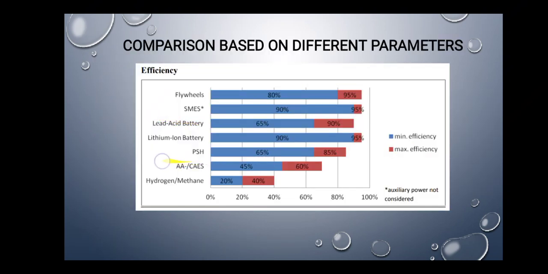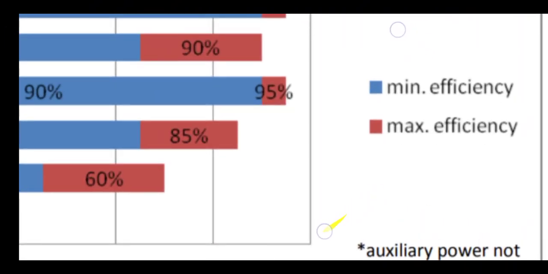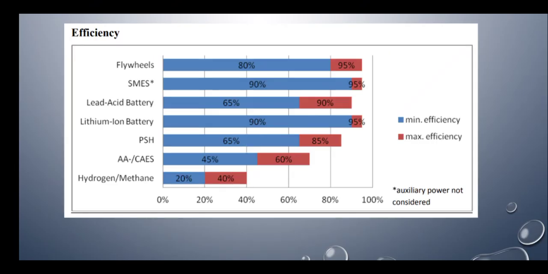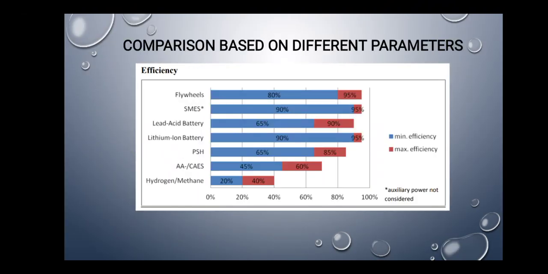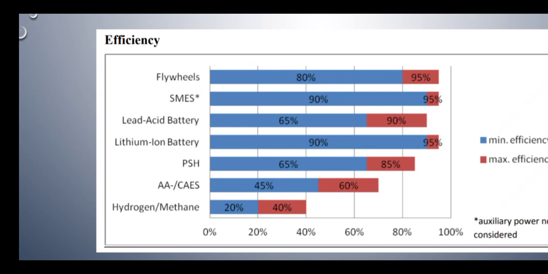Here is the comparison based on different parameters, like minimum efficiency and maximum efficiency. The flywheel has minimum efficiency 80% and maximum efficiency 95%. SMES minimum efficiency 90%, maximum 95. Lead acid batteries 65 to 90. Lithium ion batteries 90 to 95. PSH 65 to 85. CAES 45 to 60. Hydrogen 20 to 40.